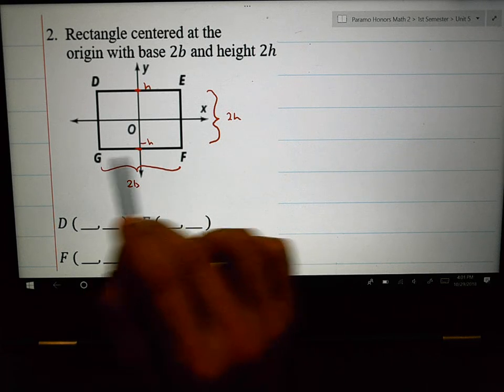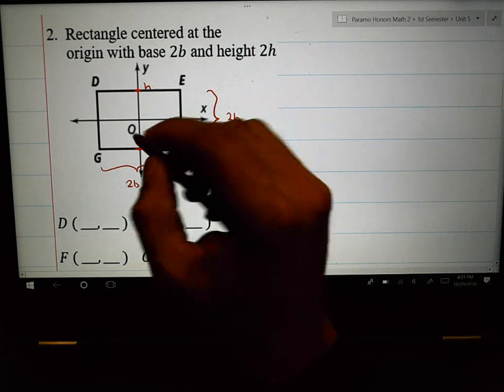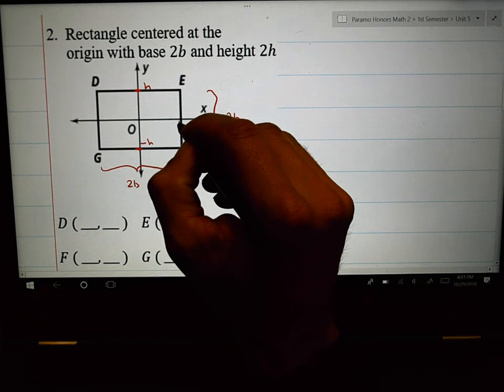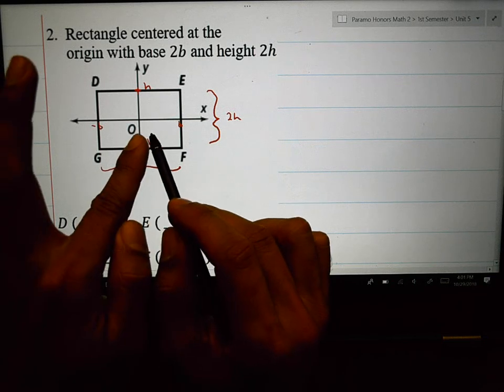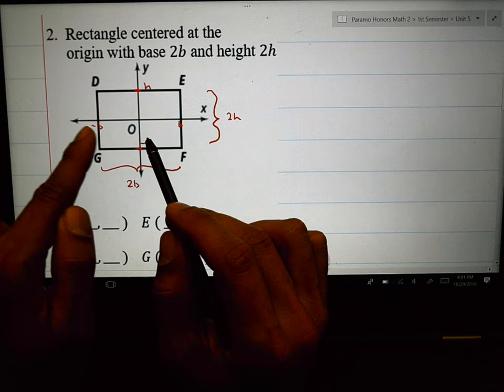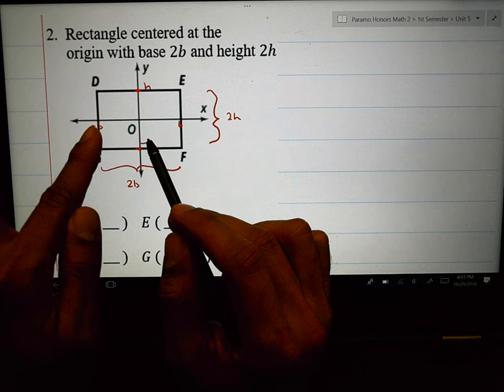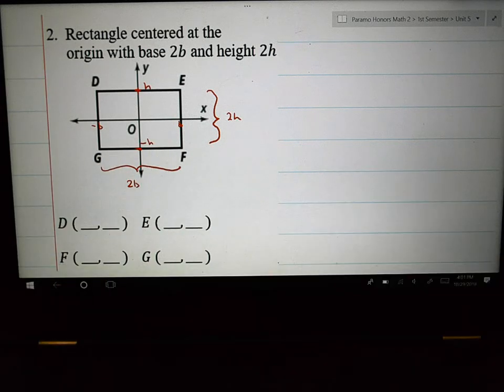Going left to right is 2b units, which means that if I go to the right, this must be b units, and going to the left, that must be negative b units, because from 0 to this is negative b units. That's a distance of b, and another distance of b would make 2b. I'm hoping you know how that works.